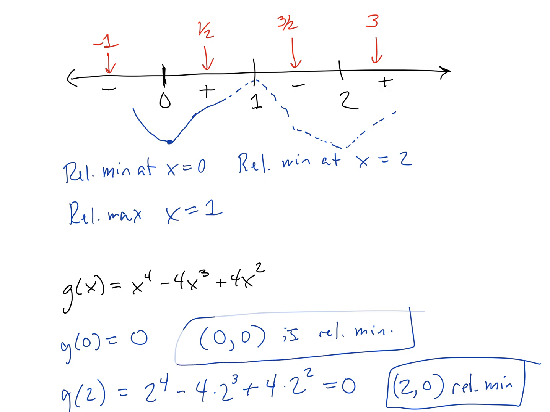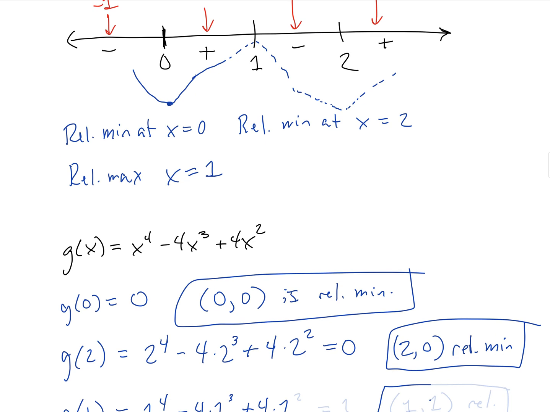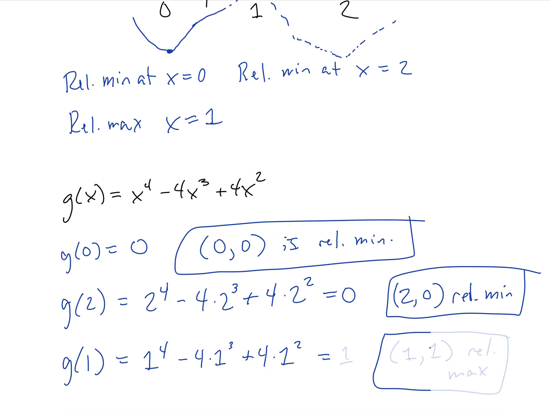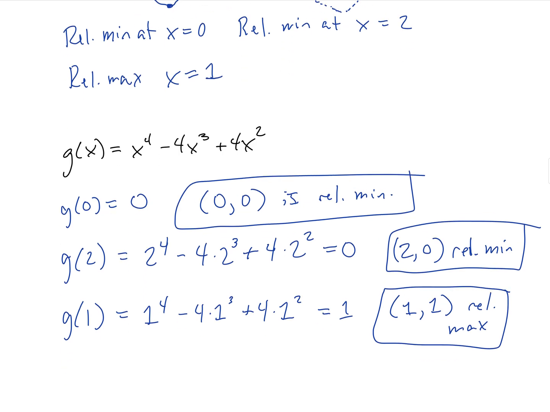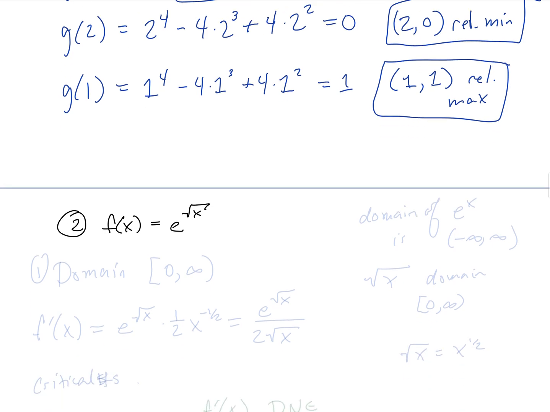Okay, and last one, g of 1 is equal to 1 to the 4th minus 4 times 1 cubed plus 4 times 1 squared, and that's going to give us just 1. So (1, 1) is a relative max. And those are all the relative maxima and minima for this graph.